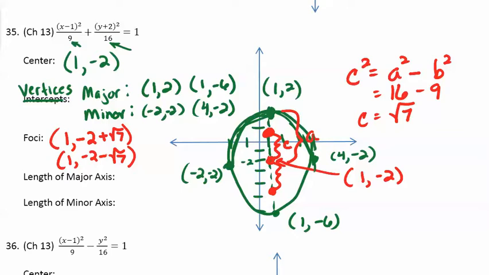All right. Length of our major axis would be 2 times a. A was 4. So we go 4 units up and 4 units down. So the length of the major axis would be 2 times a. And b is equal to 3. So the length of our minor axis is that in both directions, double that. So our minor axis has a length of 6.